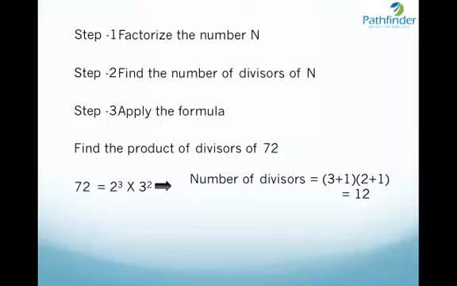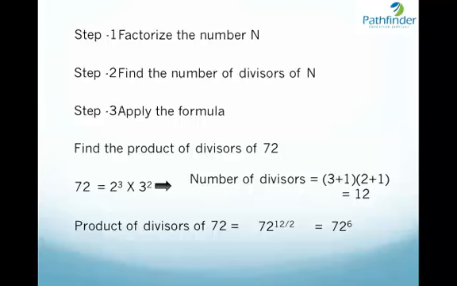Once we get the number of divisors as 12, the product of divisors of the number 72 will be equal to 72 raised to the power of 12 divided by 2. Remember, if the number of divisors is 12, the number of pairs that can be formed which yield a product of 72 will be half of 12, that is 6. So the product of divisors of 72 is equal to 72 raised to the power of 12 by 2, that is equal to 72 to the power of 6.